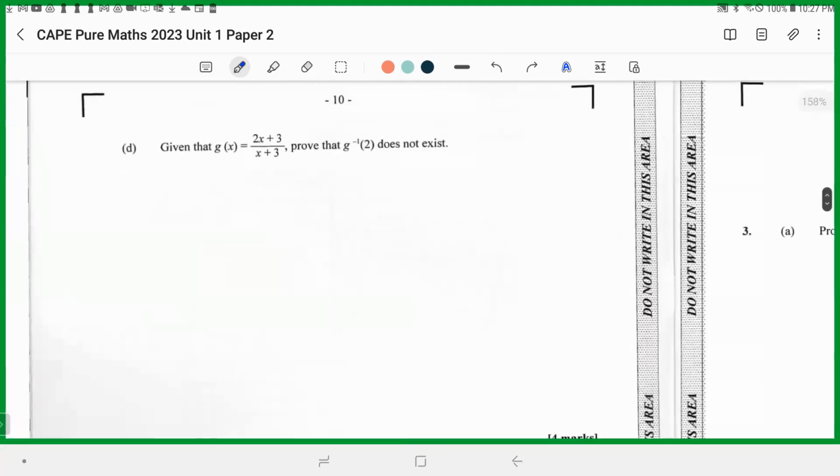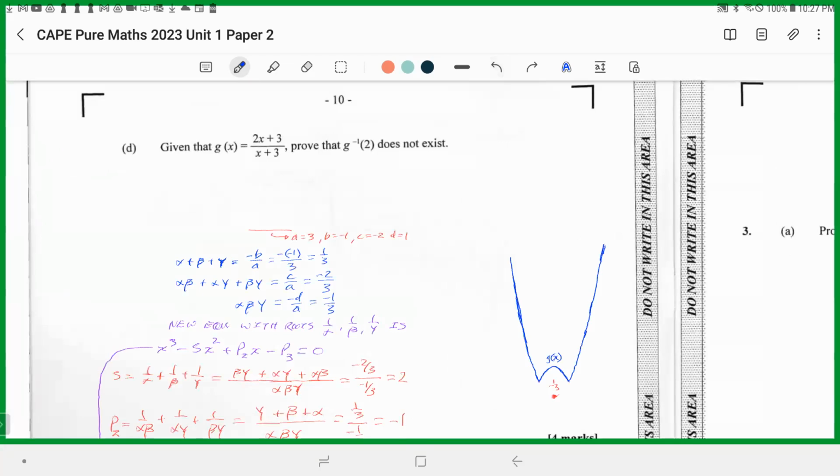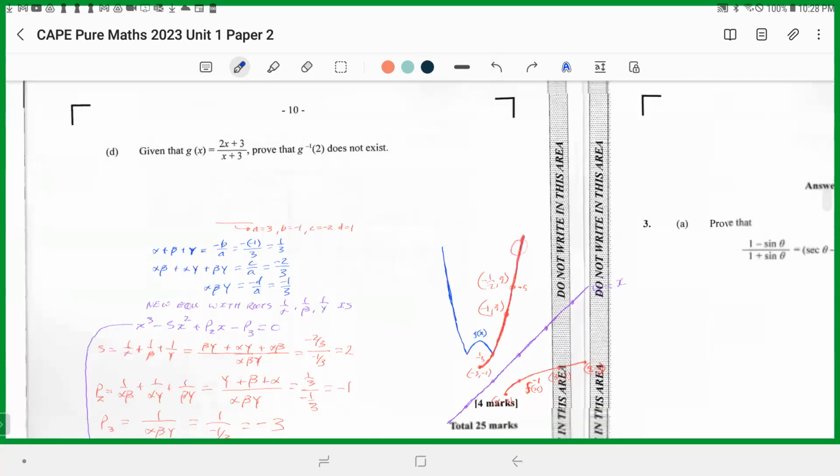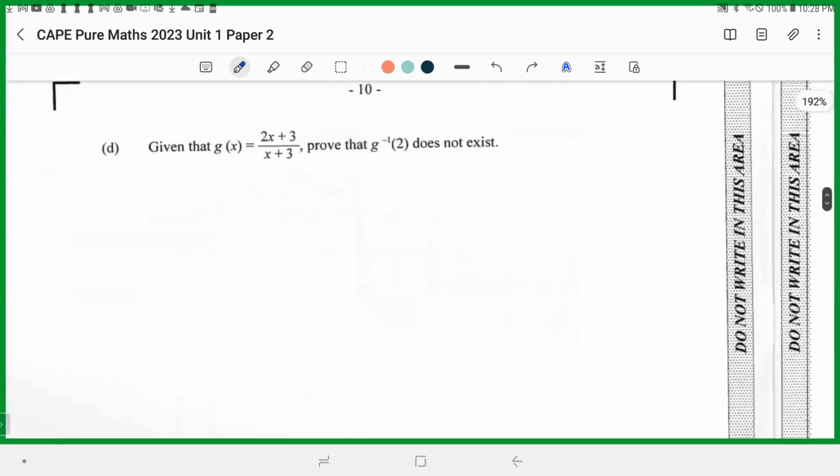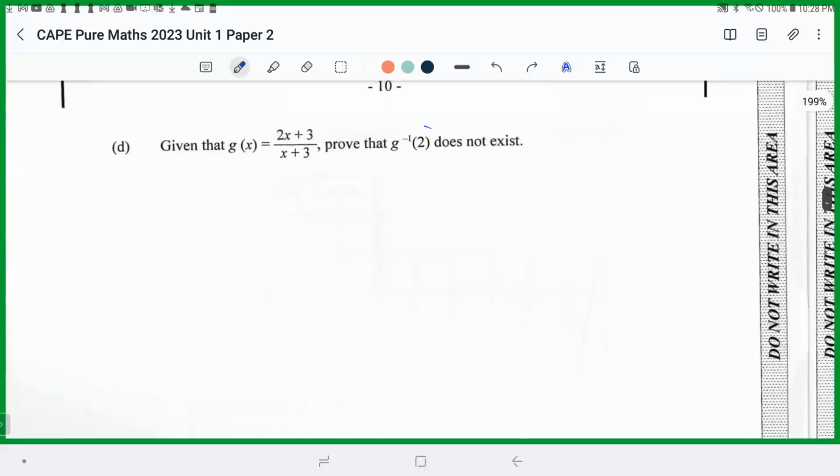Anyway, so they give us this function. It's a rational function, right? And we must prove that g to the -1 of 2 does not exist. It can be done 2 ways. You can literally find the inverse of g and then show that you can't find g to the -1 of 2, it does not exist. Or we can set up an equation. I'm going to do it 2 ways.